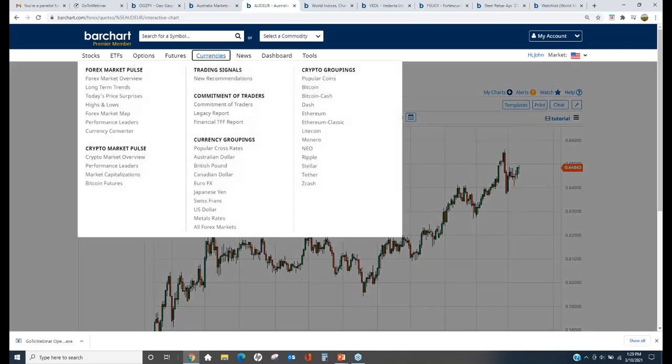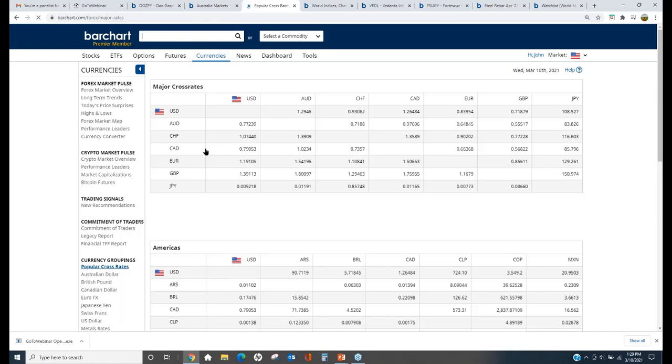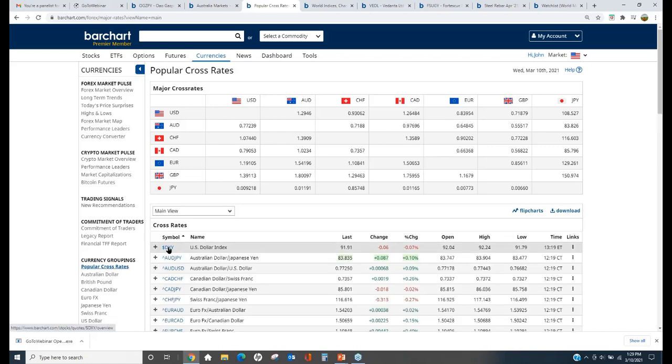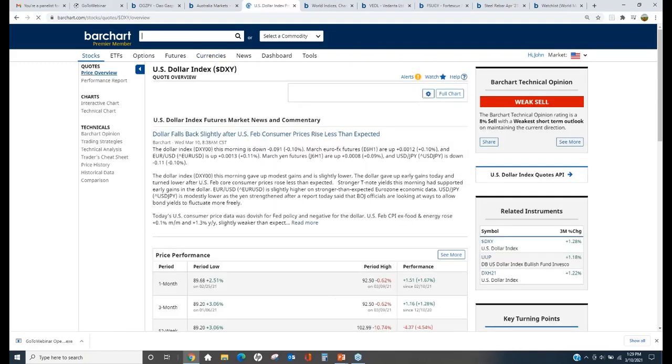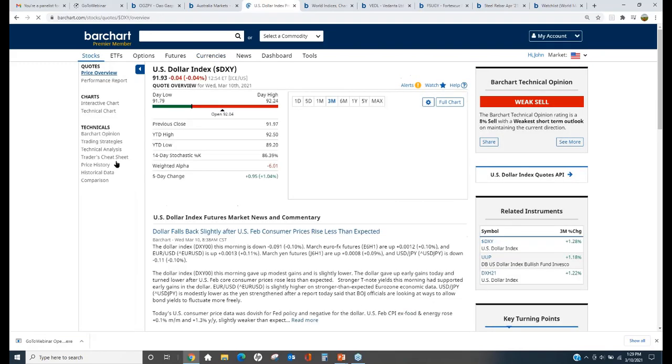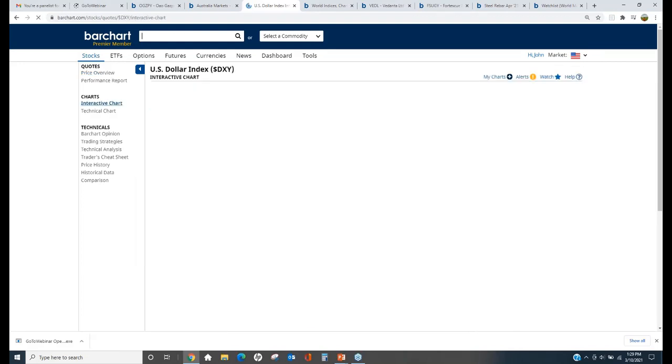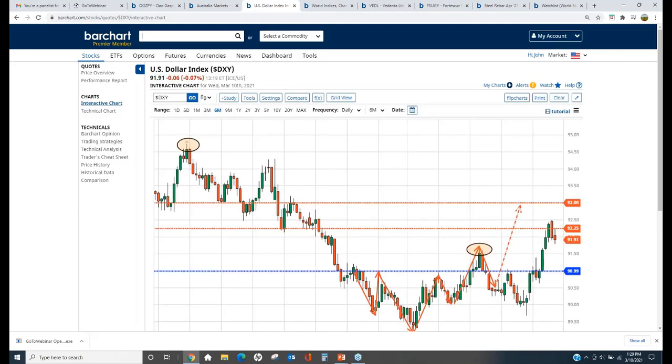I'm going to go back to our popular cross pairs, cross rates. And one of the things that I want you guys to watch for is the dollar index. In the dollar index there's this aspect to the dollar: as money flows in and out of the dollar, as it chases results around the world, the strength or the weakness in the dollar will relate to equity prices around the world.